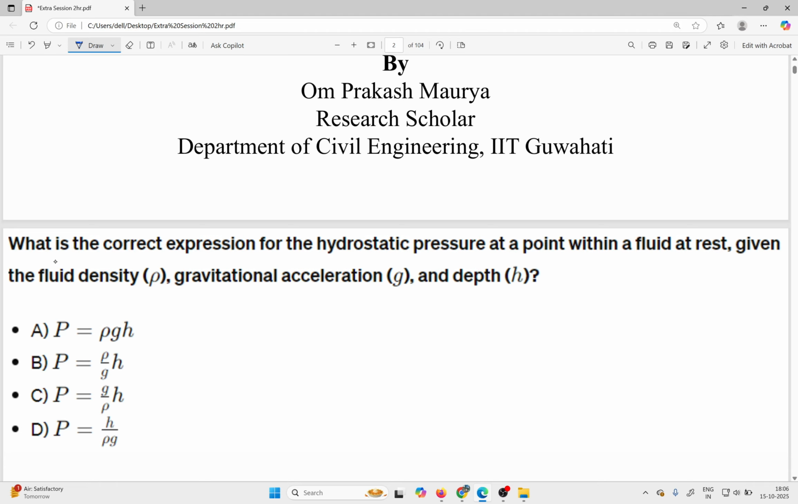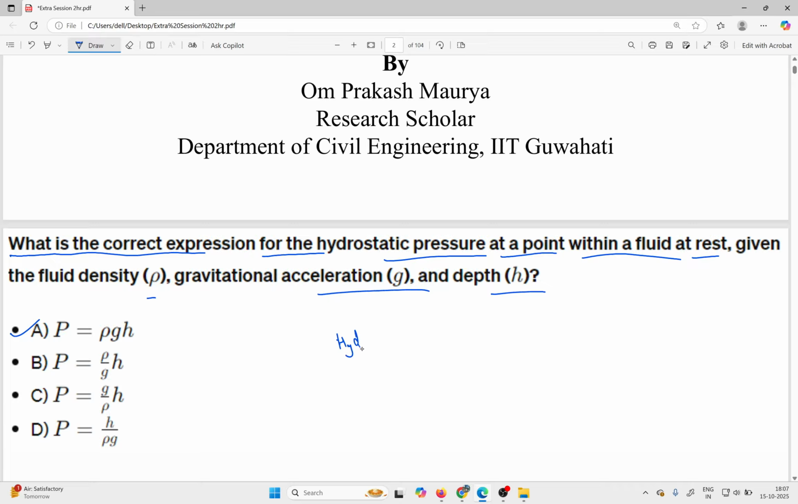what is the correct expression for the hydrostatic pressure at a point within a fluid at rest, given the fluid density rho, gravitational acceleration g, and the depth h? Option A, P is equal to rho g h. Option B, P is equal to rho by g into h. Option C, P is equal to g by rho into h. Option D, P is equal to h by rho. So here you have the four options. The question is the correct expression for the hydrostatic pressure.